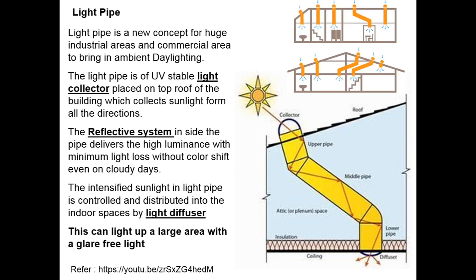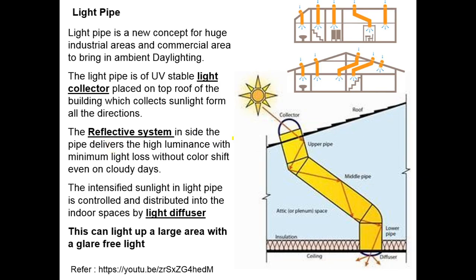So we have a concept called the light pipe, which is a UV stable light collector placed on top of the roof of the building, which collects sunlight from all directions. The collector is kept on top of the roof, and due to the direct incident radiation or direct incident light, the light travels inside the pipe, becomes diffused, and comes out as diffused light. So we get a diffused light inside a room.